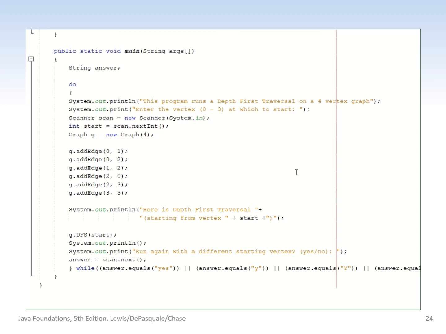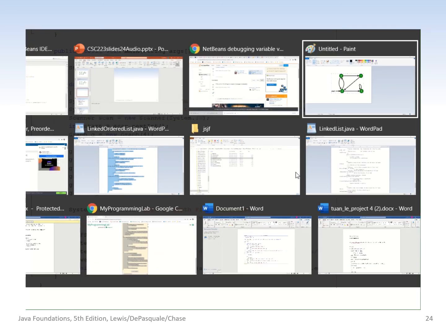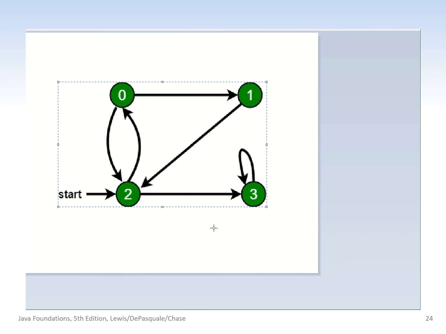So if we go back to that graph, if you recall, when we started at 2, we can get to 0, we can get to 1, we can get back to 2, and we can get to 3.